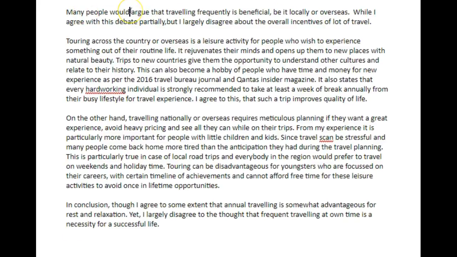So here I would just use, many people would argue that travelling frequently is beneficial, be it locally or overseas. So if you want to use while, here what we should do is remove this. While I agree with this debate partially, you can't agree with the debate, because a debate by its nature contains more than one argument. While I agree with this opinion partially, I largely disagree about the overall incentives. Do you mean benefits?